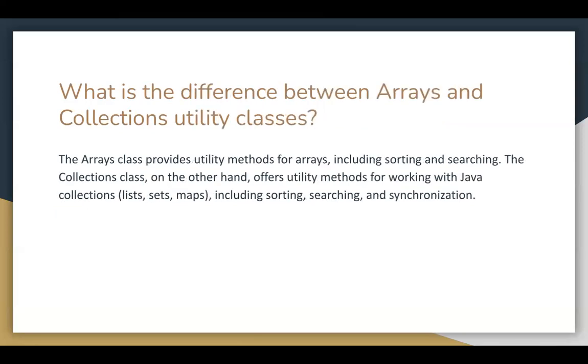Okay. What is the difference between Arrays and Collections utility classes? So we have two different utility classes. One is Arrays and the other one is Collections. The Arrays class provides utility methods for arrays, including sorting and searching. The Collections class, on the other hand, offers utility methods for working with Java collections, that is list, set, and maps, including sorting, searching, and synchronization. Like we have Collections.sort, Collections.synchronizedList, Collections.synchronizedMap, right?